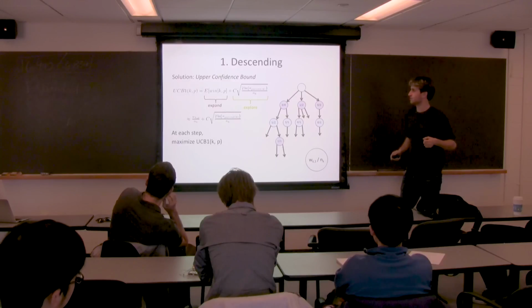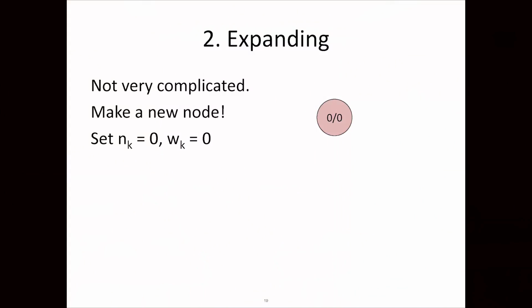Okay, so next step is expanding. And this is very simple. You just create a node, and you set the two initial values. And the initial values are, the number of times that it's been visited is 0, and the number of times that someone has won from there is 0. Are you good with that? Yeah, that's the easy part of this algorithm.